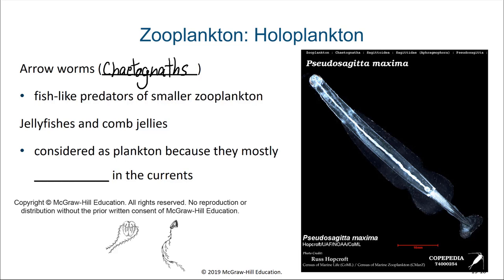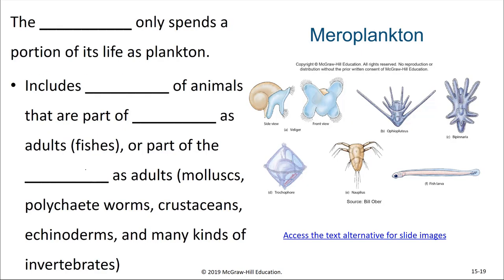And then we have the jellies. They can range in size from microscopic all the way to hundreds of pounds. Comb jellies tend not to grow as large, but can still be much bigger than other members of the plankton community. They are considered plankton because they mostly drift in the currents. Holoplankton live their entire life as plankton, but meroplankton will be plankton only during their larval development.